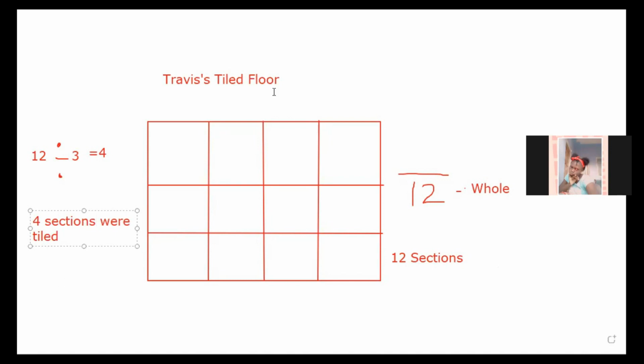So you can go ahead and tile the 4 sections, or shade the 4 sections, by doing this. So that's the 4 sections of the kitchen floor that was tiled, and we're just going to go across. By looking at the diagram, and I have not finished as yet, you can basically see the answer already: what fraction did he tile? And then you can clearly see how much is left to be tiled.